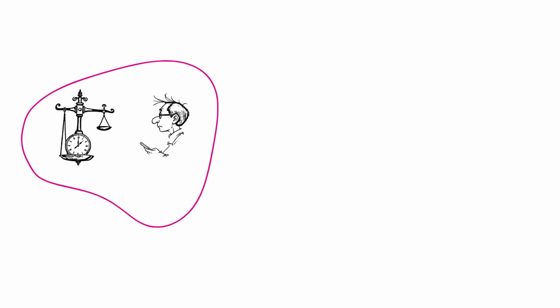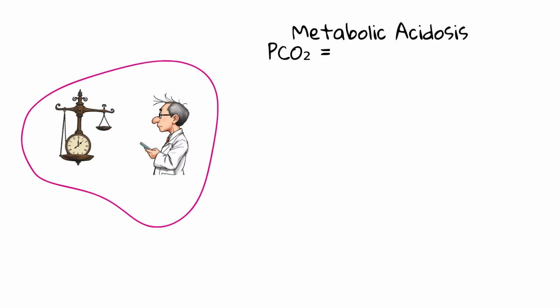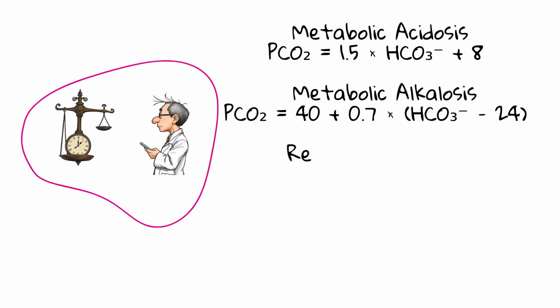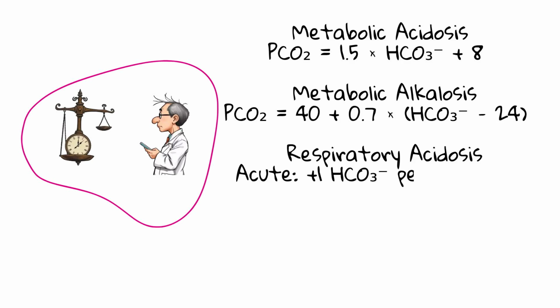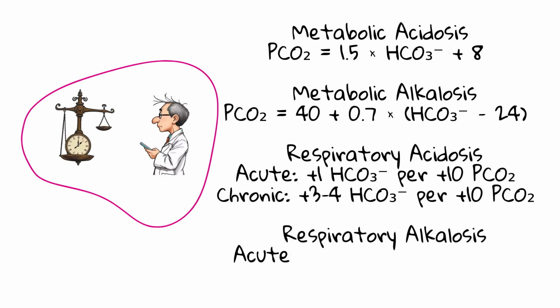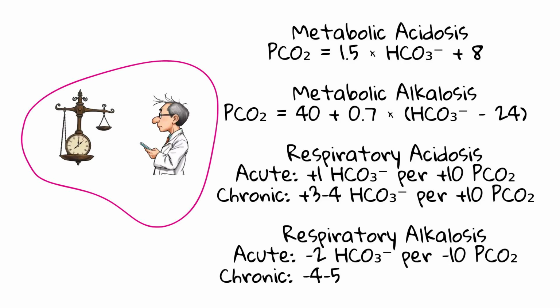In metabolic acidosis, expected PCO2 is 1.5 times bicarbonate plus 8. In metabolic alkalosis, it's 40 plus 0.7 times the rise in bicarbonate above 24. In respiratory acidosis, bicarbonate rises, plus 1 in acute and plus 3 to 4 in chronic for every 10 mm Hg increase in PCO2. In respiratory alkalosis, bicarbonate falls, minus 2 in acute and minus 4 to 5 in chronic for every 10 mm Hg drop.